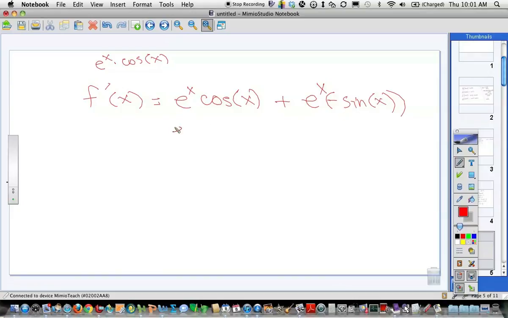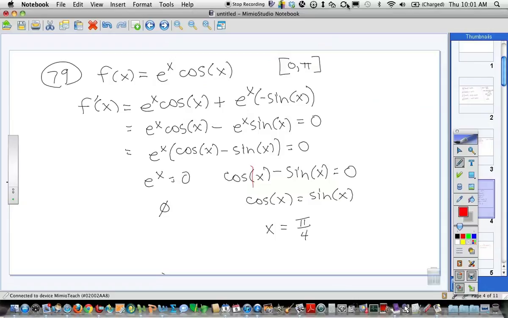So you've got to make sure you do that right. What you should end up writing is e to the x cosine x minus e to the x sine x. That's the best way to write it. These little things with negatives and with the algebra are killers. So you have to be careful. You don't have a lot of room for error on these.